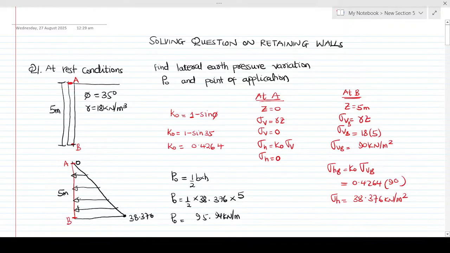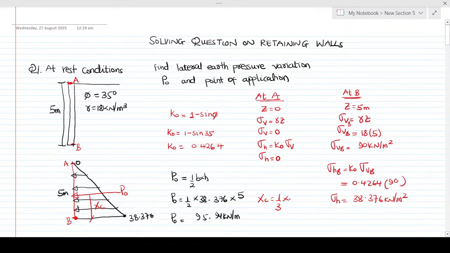Then we are asked to find where the force is at. You just find the center. This is a simple triangle. So you find the center of the triangle from the base, to know where the resultant force is at. So let's assume this is the resultant force P0, from the base, from that force to the base. So this is X. So if this is a simple triangle, so X is going to what? The center of the triangle.